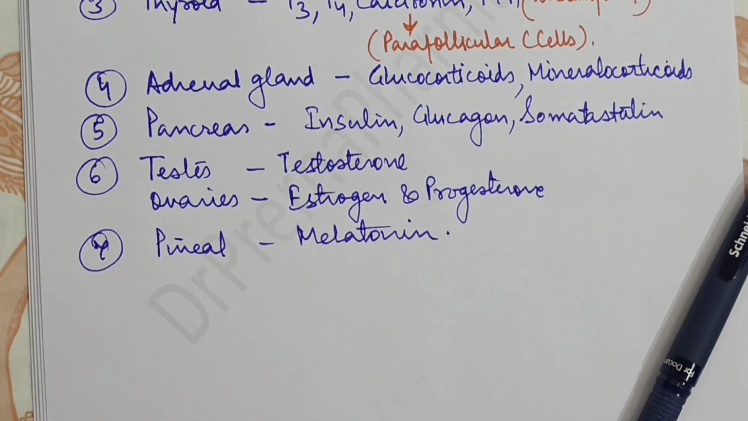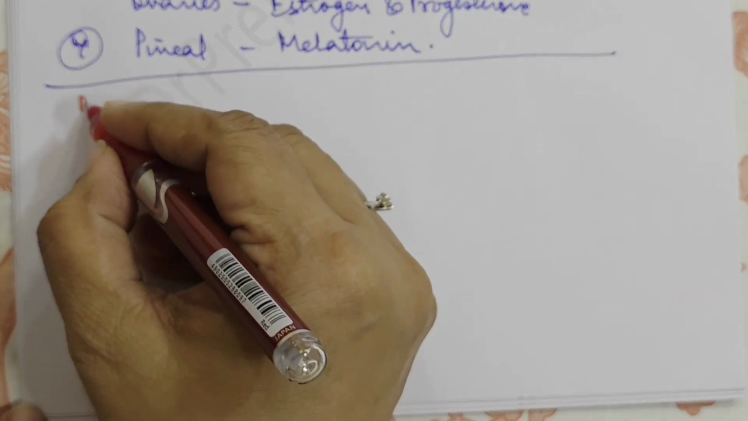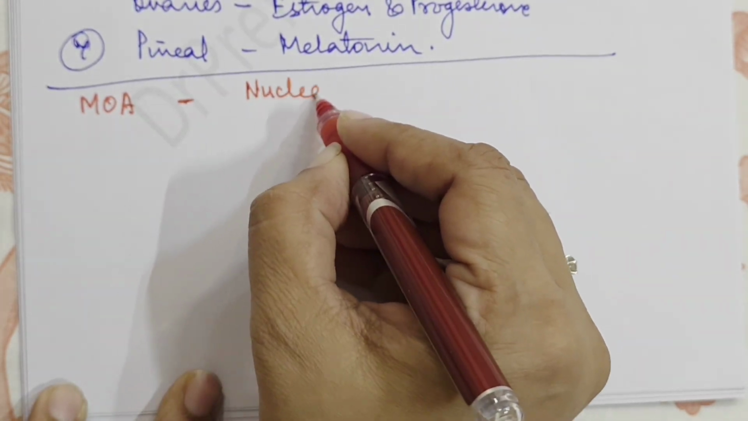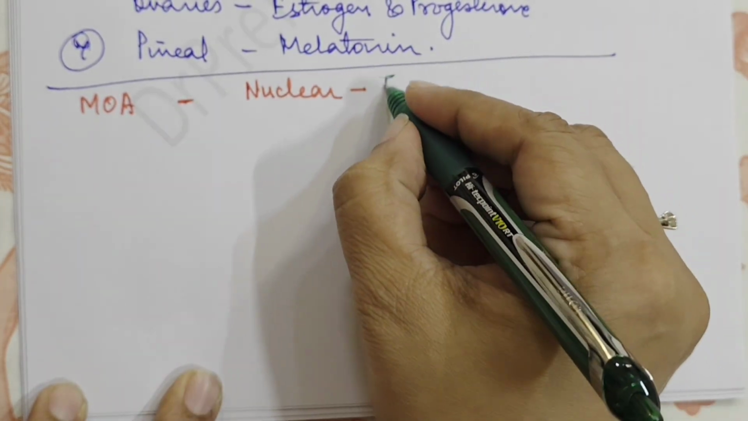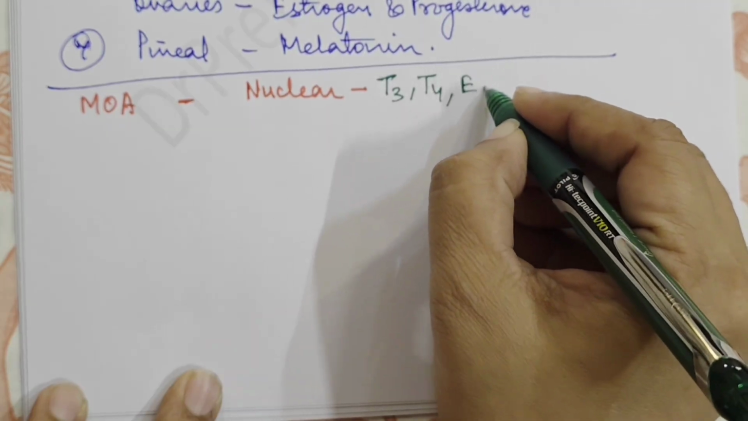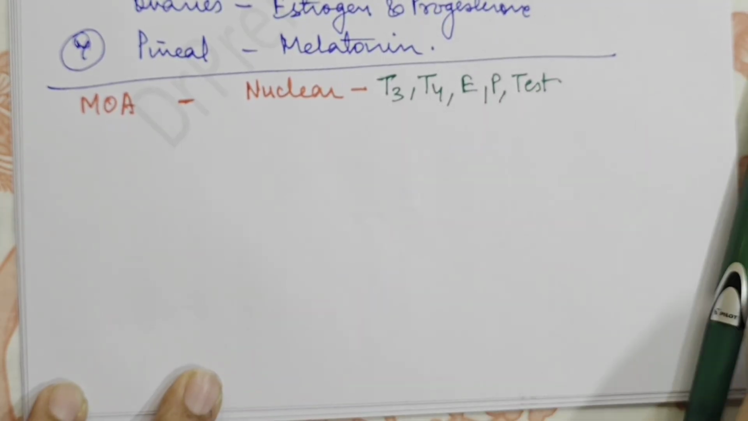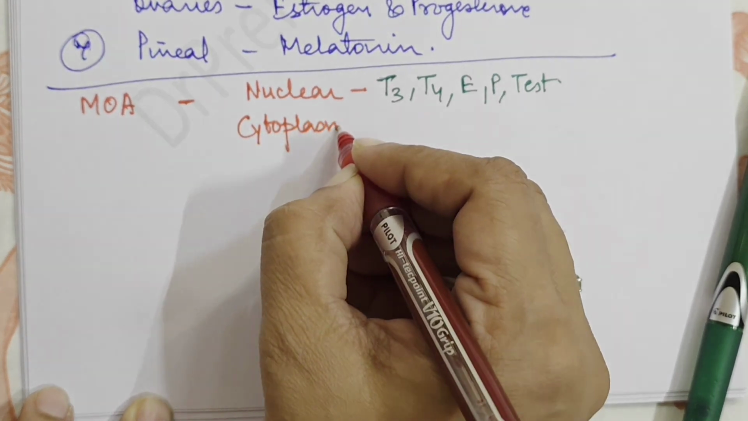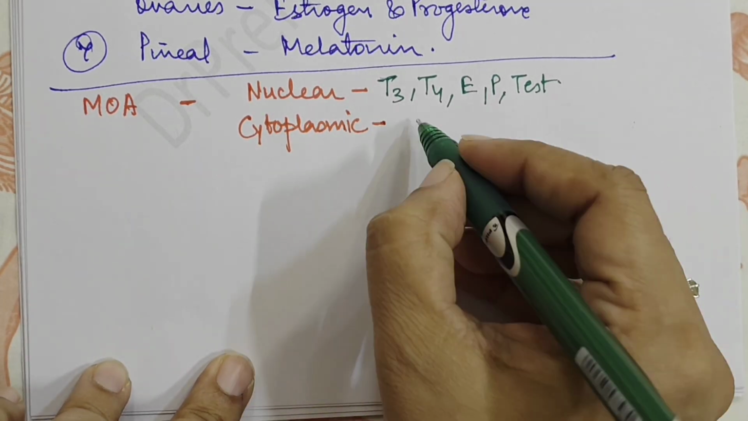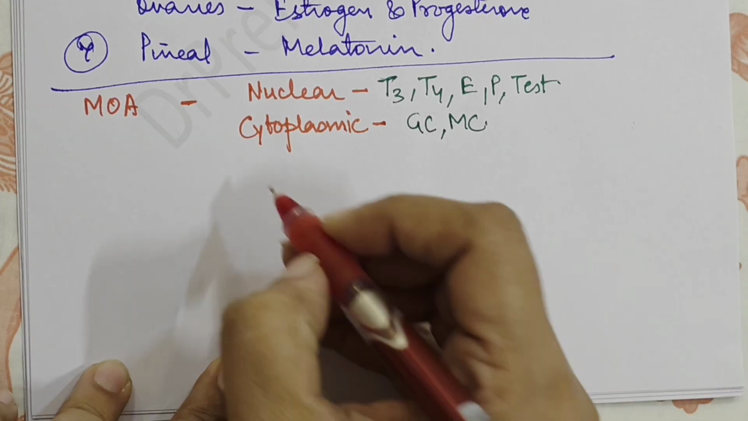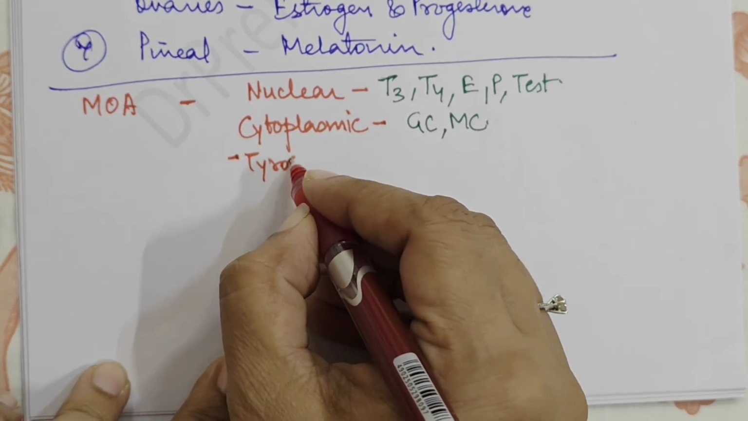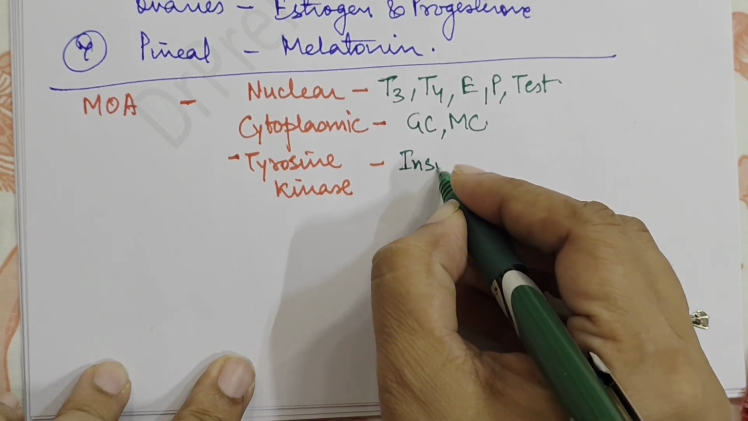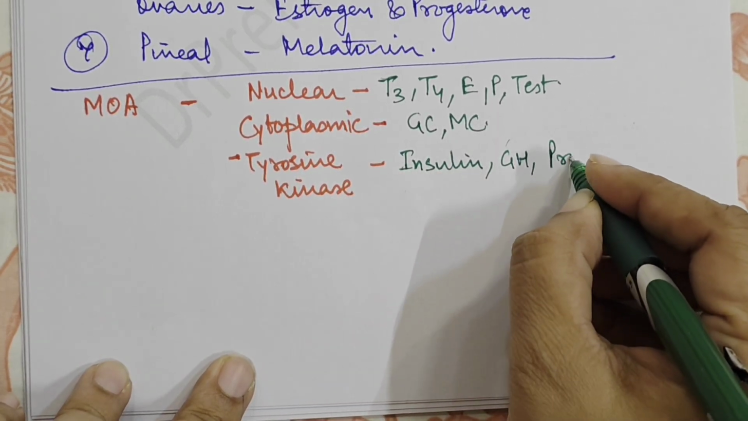Okay. Now coming to the mechanism of action. What is the mechanism of action of various hormones? So which hormones act on nuclear receptors? On nuclear receptors we have T3, T4, estrogen, progesterone and testosterone. Okay, these are the hormones which act on the nuclear receptor. Then what are the hormones acting on cytoplasmic receptors? That is glucocorticoid and mineralocorticoid. Then we have hormones acting on tyrosine kinase receptors. On tyrosine kinase receptors we have insulin, growth hormone and prolactin.